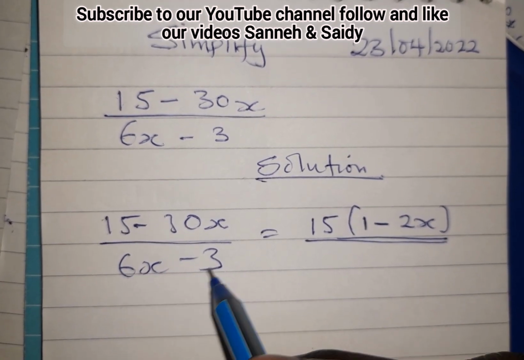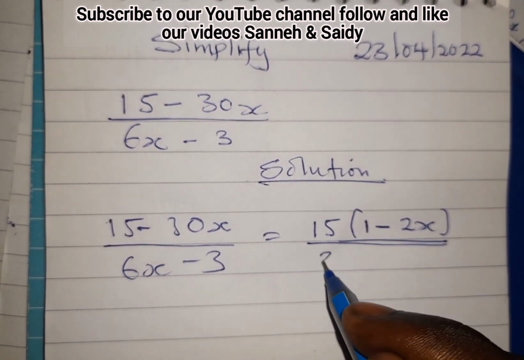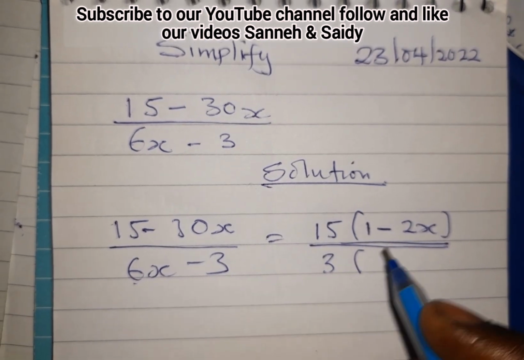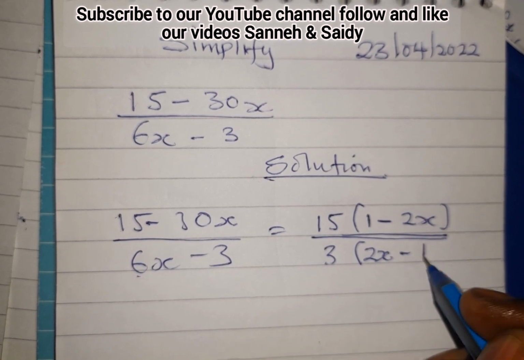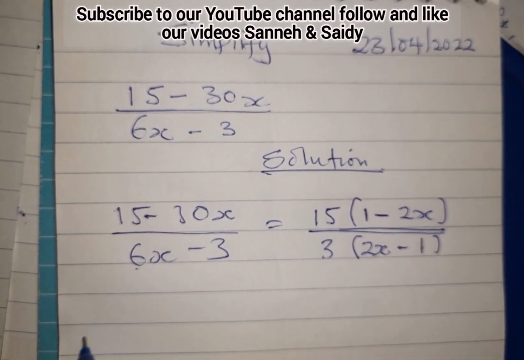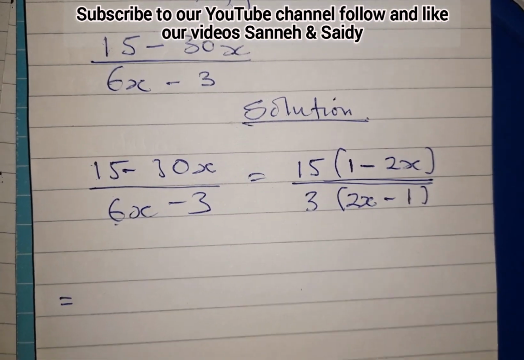Look for a common factor of 3 and 6. That is 3, obviously. 3 into 6 is 2 times, that is 2x. We have our minus, minus 1, that is 3 into 3. We come down. Okay, so what are we going to do next?